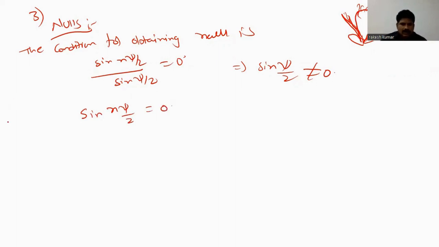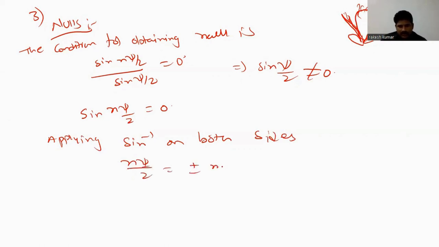Applying sine inverse on both sides, what we will get here? n psi by 2 is equal to plus or minus m pi, where m is equal to 1, 2, 3. We are not taking m is equal to 0, because if you take m is equal to 0, that is not null, since we are getting the maximum radiation. So n psi by 2 is equal to plus or minus m pi.